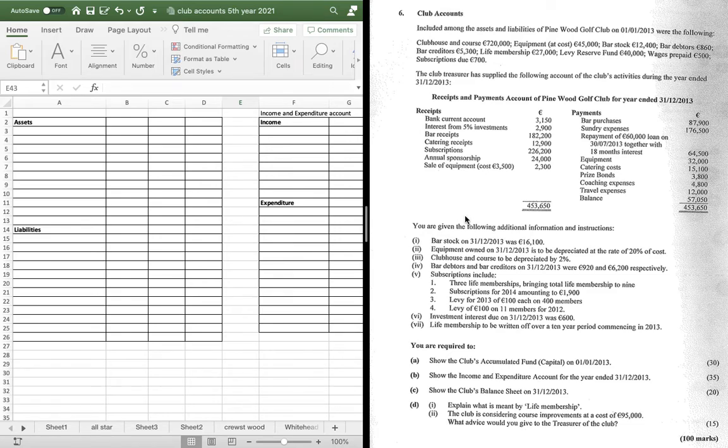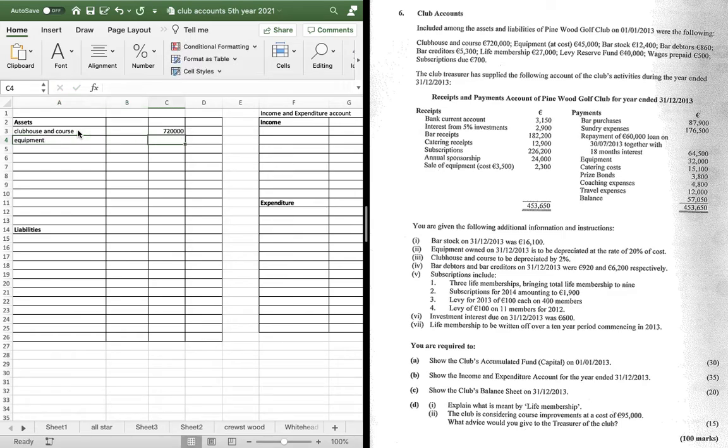So we'll do the accumulated fund first. So assets, clubhouse and course, the first one, that's an asset. All of this coming from the top. And that is 720,000. Then you've got equipment, which is 45,000.